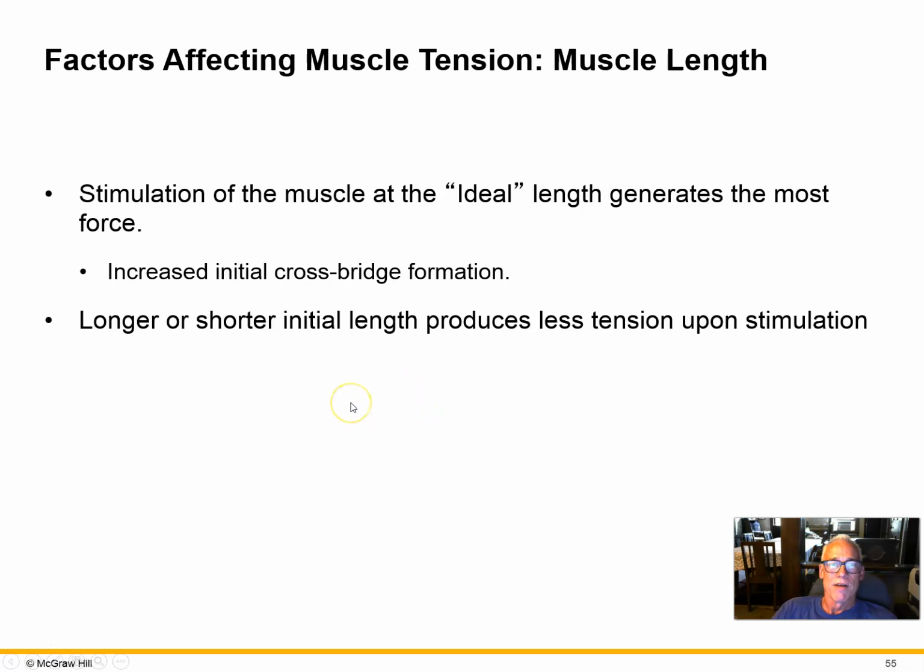The muscle length. If you stimulate a muscle at its ideal length, an intermediate length, it'll produce the most tension. If you lengthen the muscle first, like extend your forearm all the way out to 180 degrees and then stimulate the muscle, it'll produce less tension. If you bunch up the muscle, if you flex your muscle first, then see how much tension it produces, it'll produce less tension at that shorter initial length. So the maximum tension is produced at some ideal intermediate muscle length.